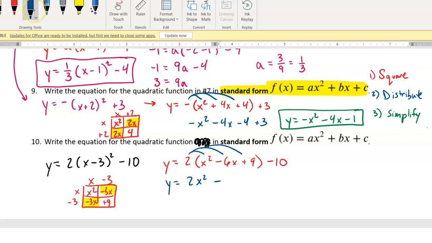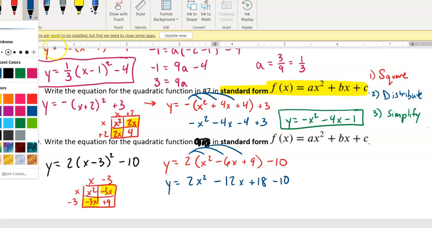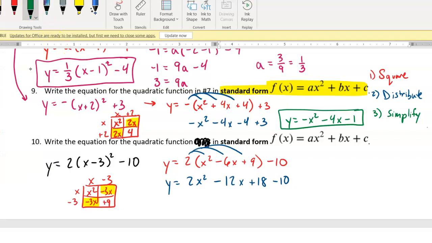Maybe you're hollering at the screen, saying, Miss Murphy, what about the minus 10? Yep, we got to include that. So distribute the 2 through. So we get minus 12x plus 18, and then the minus 10. The last step is to simplify. So to simplify this, we're going to combine like terms. 18 minus 10 is 8. So that's your equation in standard form.